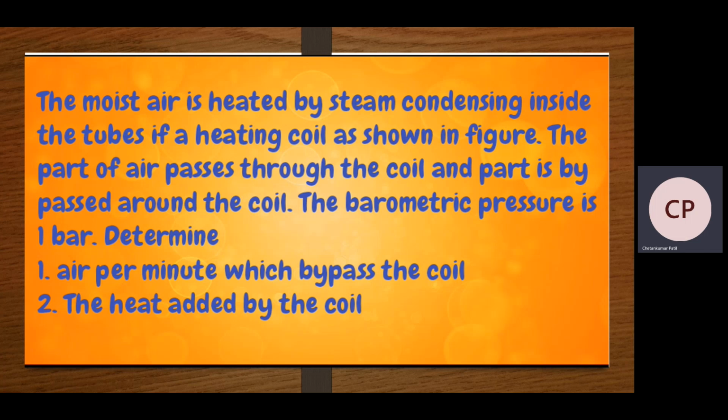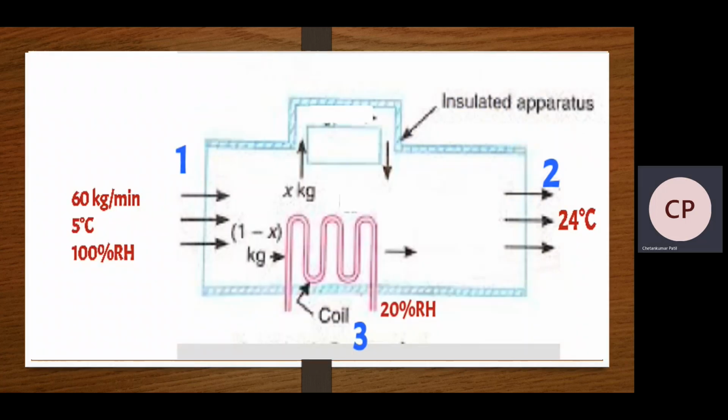So let us first understand what is the given diagram. Now if we observe, here is the structure for this coil or heating coil is given. So what is the initial condition of air when it is getting entered through this coil? So if we observe here the mass flow rate, that is 60 kg per minute, dry bulb temperature 5 degrees Celsius and the relative humidity 100% is given.